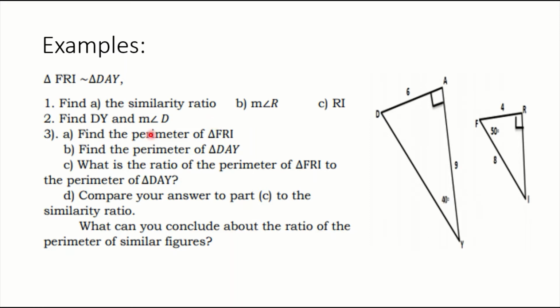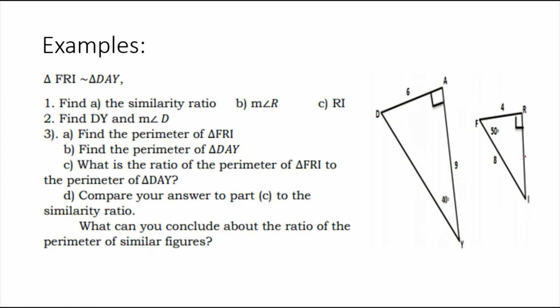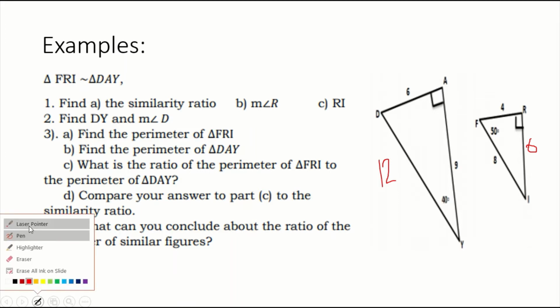Number 3, find the perimeter of triangle FRI and DAY. So FRI tsaka DAY. So we have completed the sides. So this one is 6. Lagay natin. The given side here is 6 and this is 12. Okay. So if that is the given, what will be the perimeter?